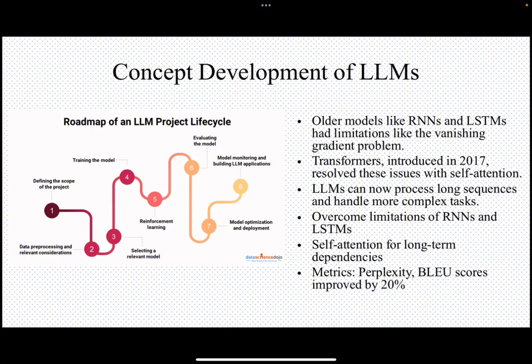Performance metrics such as perplexity and BLEU scores improved significantly after adopting the transformer model. For example, when comparing transformers to earlier models, perplexity decreased by 20%, which is a clear indication of how much more efficient these models become at understanding language.